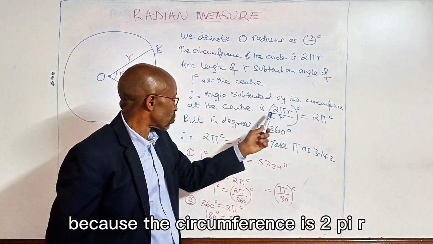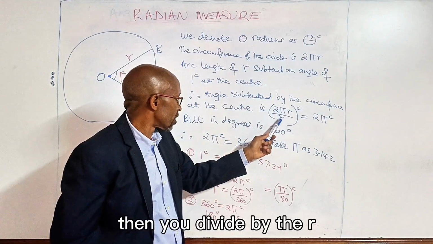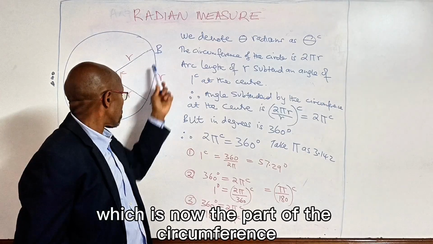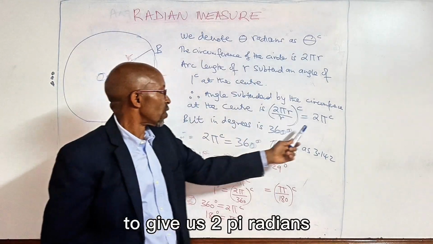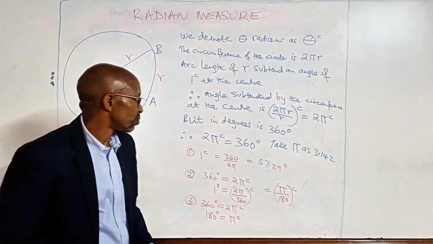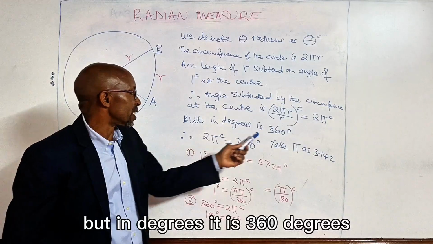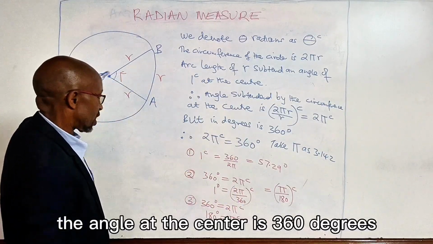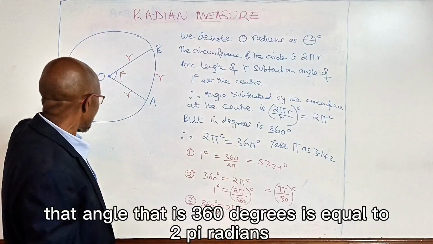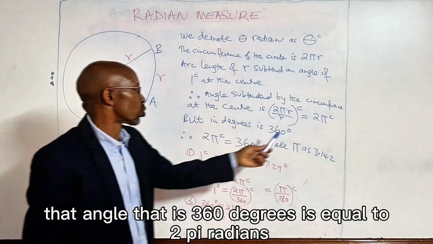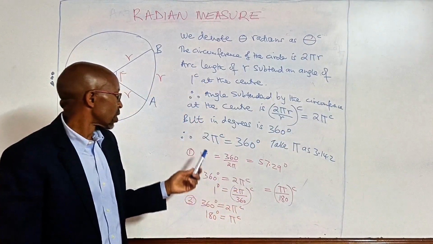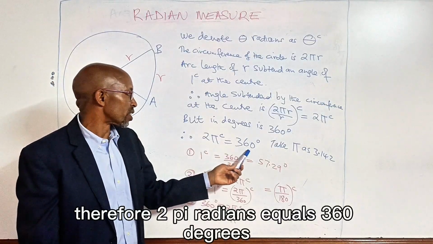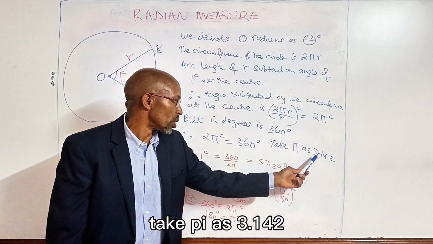Because the circumference is 2 pi r, then you divide by the r, which is now the part of the circumference, to give us 2 pi radians. But in degrees, it is 360 degrees. The angle at the center is 360 degrees, and that angle that is 360 degrees is equal to 2 pi radians. Therefore, 2 pi radians equals 360 degrees. Take pi as 3.142.